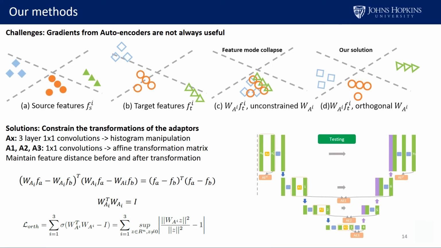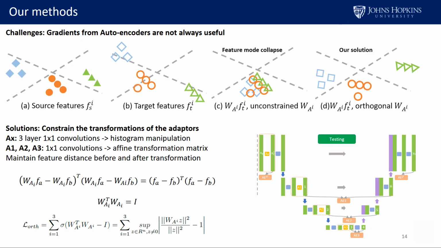Second, we constrain the feature level adapters A1, A2, A3 to be 1x1 convolutions, which can be represented as a matrix multiplication on the feature space. To avoid feature collapsing, we want to maintain the feature distance before and after transformation.